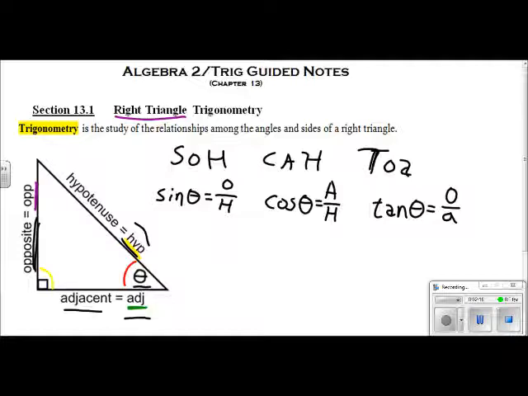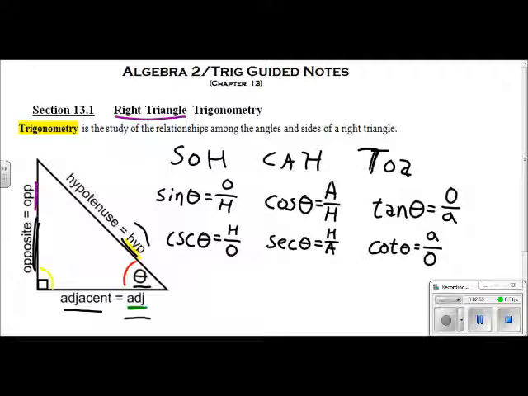Now each of these trigonometric functions has an inverse. The inverse of the sine function is what we call the cosecant of theta, and that would be the hypotenuse over the opposite. The inverse of the cosine would be the secant, and that would be the hypotenuse over the adjacent. And the inverse of tangent would be cotangent. The cotangent of theta then is the adjacent over the opposite.